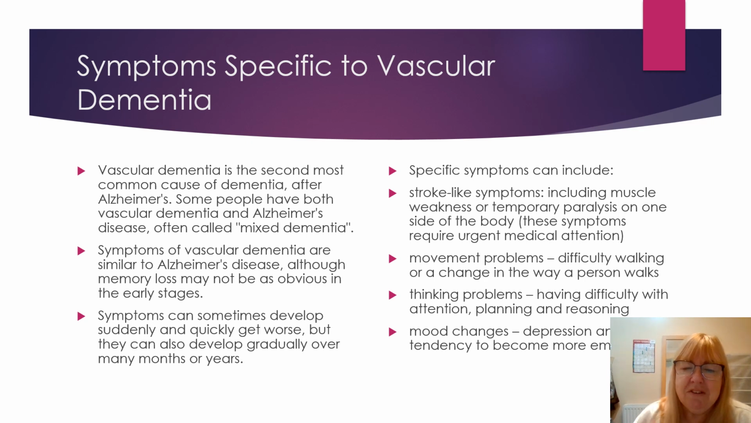But when they do happen out of the blue like that, then you can pretty much say it's vascular dementia. Also, the stroke-like symptoms, all the things that we know about stroke, muscle weakness, paralysis, because we know that for a lot of people with vascular dementia, it's the stroke that starts it, really.